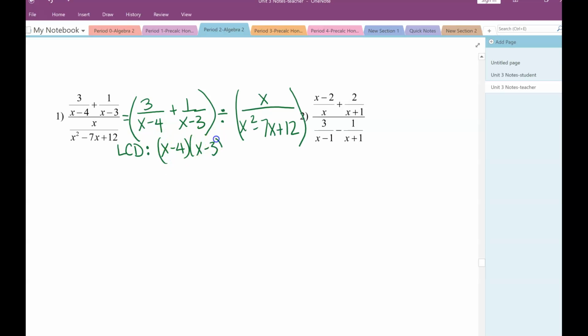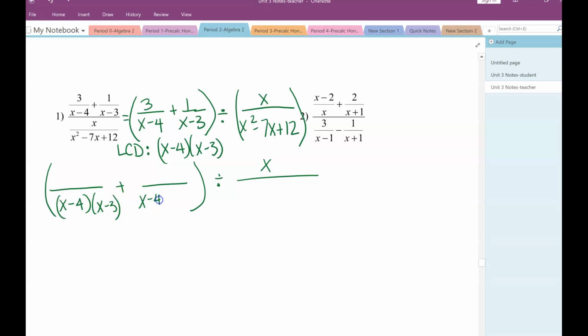Good. All right. Do I need to find the LCD for the second quantity? No, because it's not an addition or a subtraction. It's just one single fraction on its own. So first quantity, something plus something divided by x over. All right, so we're going to write our LCD here. This is the only one that we need to find the LCD for.